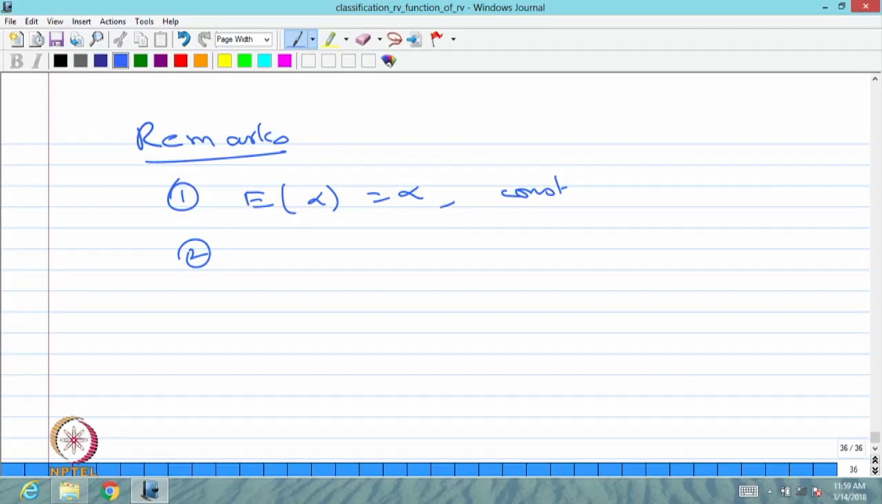As a second remark, suppose you have a constant times a random variable plus another constant, where a and b are constants. Just now we showed that the expectation of a constant is a constant, but here it is a linear combination, and the constant can be taken out: a times the expectation of x plus the expectation of a constant, which is the same constant.